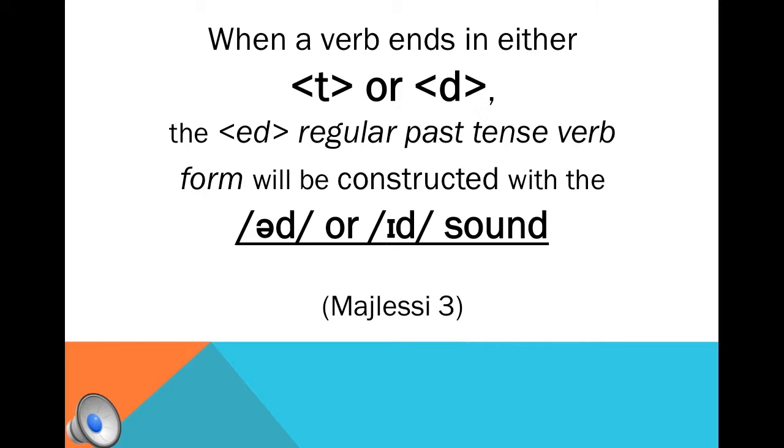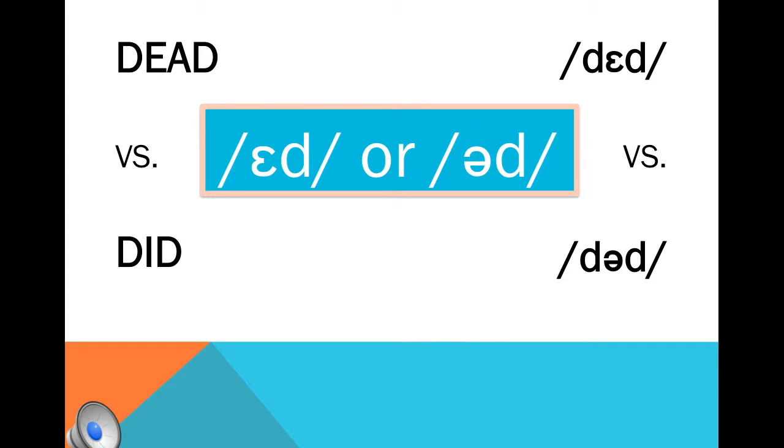The final rule actually only refers to verbs that end in the letters T or D. When a verb ends in either of these letters, the ed regular past tense form will be pronounced with the id sound. I believe this is actually the most confusing part because at first glance, this id sound appears very similar to the ed sound because of the spelling used with ed.